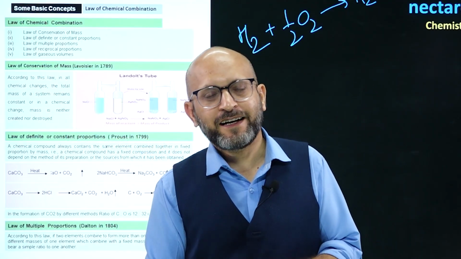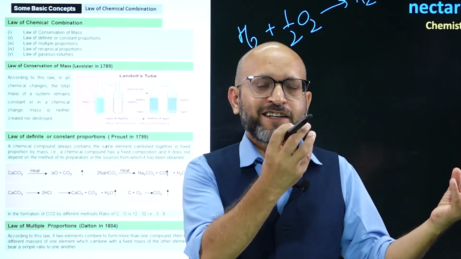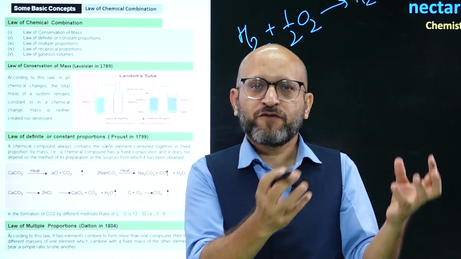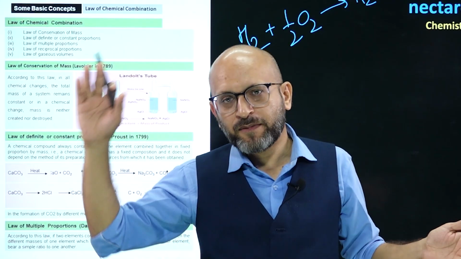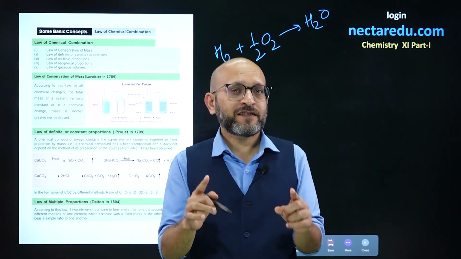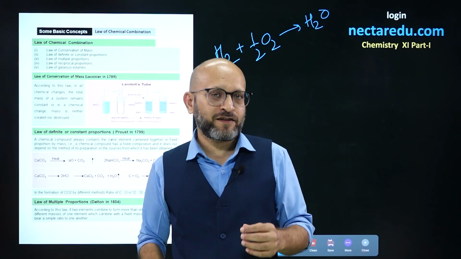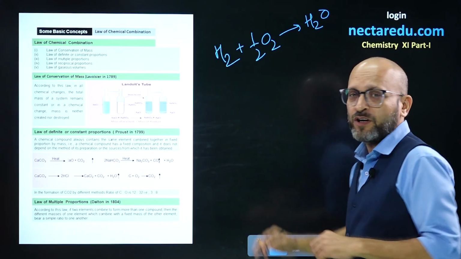What does it explain? It explains that if reactant A and reactant B react to give product C, then the total mass of reactant A plus reactant B will always be equal to the total mass of product C. That means mass can neither be created nor destroyed. Let me explain it with a reaction. H2 plus half O2 gives you H2O.